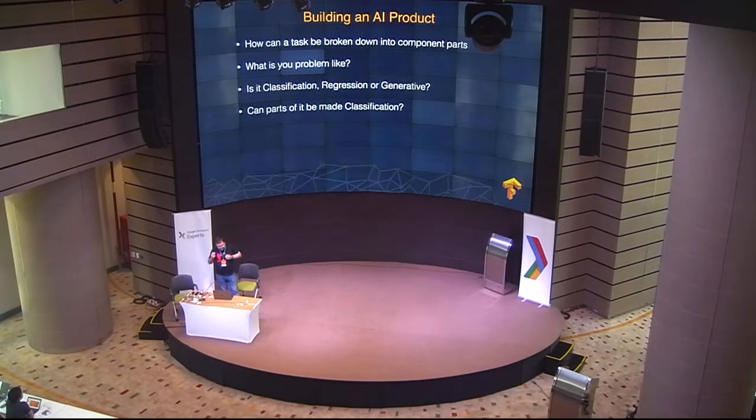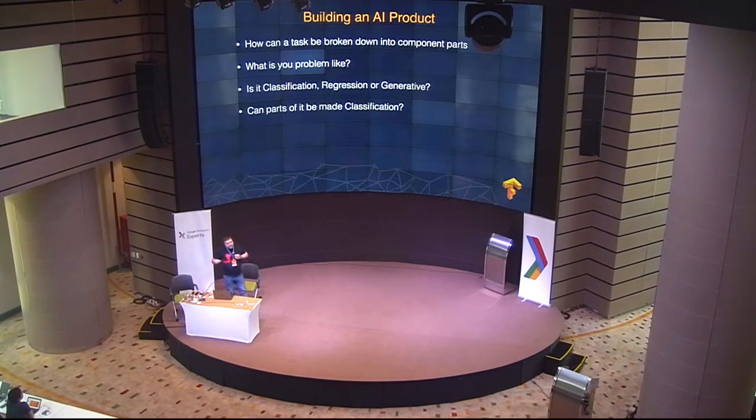So, okay, let's look at some of this. One of the things you want to ask yourself is, okay, how can this task be broken down into various parts? What sort of problem is this like? I think for a lot of people, they understand that certain models can deal with certain problems, but they're not so good at looking at real-world problems and then working out, okay, what kind of models would I use to do that sort of thing?